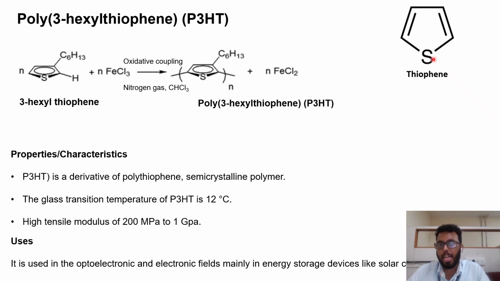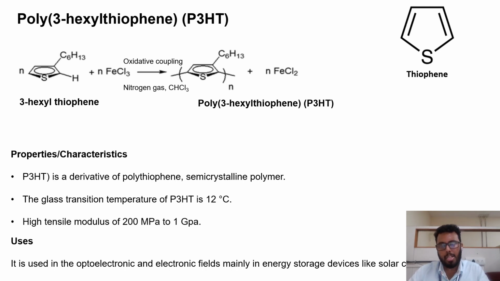So this is how the thiophene compound looks. You will have a sulfur heteroatom, a heterocyclic compound. Basically a 5-member ring, 1, 2, 3, 4, and in the 5-member ring you will have this sulfur atom. Properties: P3HT is a derivative of polythiophene, a semi-crystalline polymer.